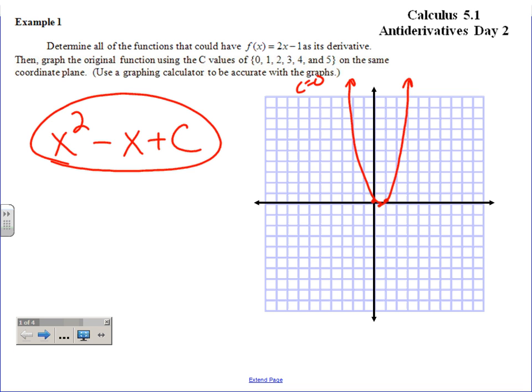This is c equals 0 in red. So that's basically here. I'll write it over here in red. This is one of the possibilities, x squared minus x plus 0. In black, I will graph x squared. We don't have to do all those. We'll just do a couple. X squared minus x plus, what would be my next option? 1. All right, well, let's see what happens when we do that one.